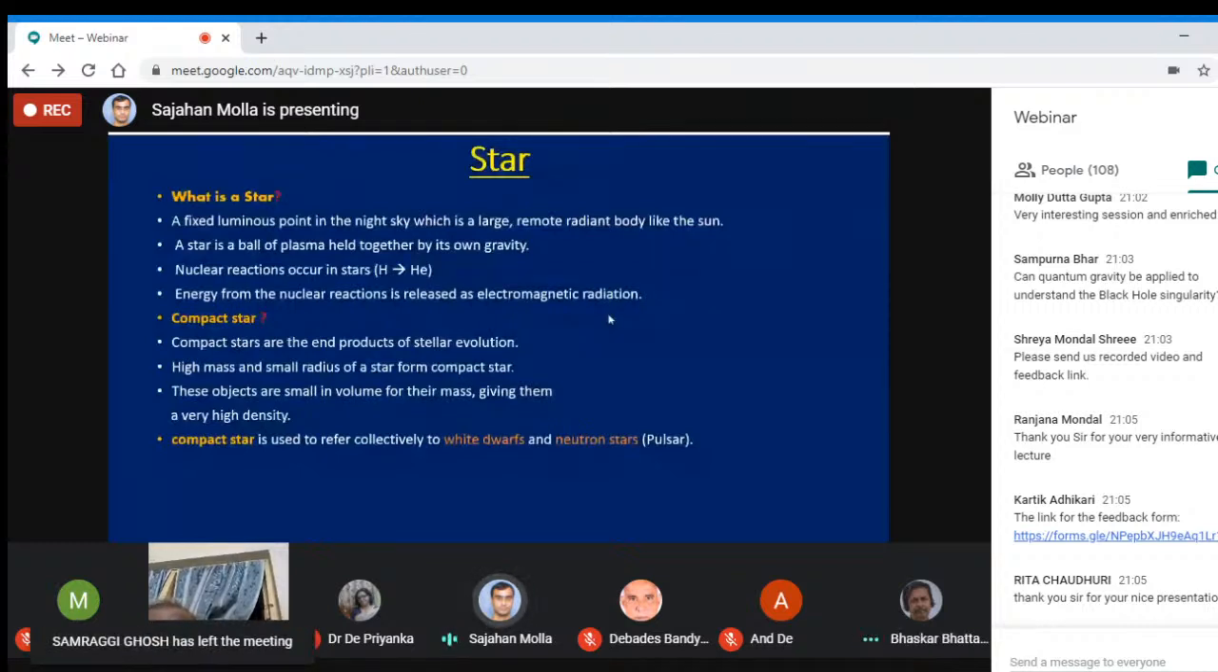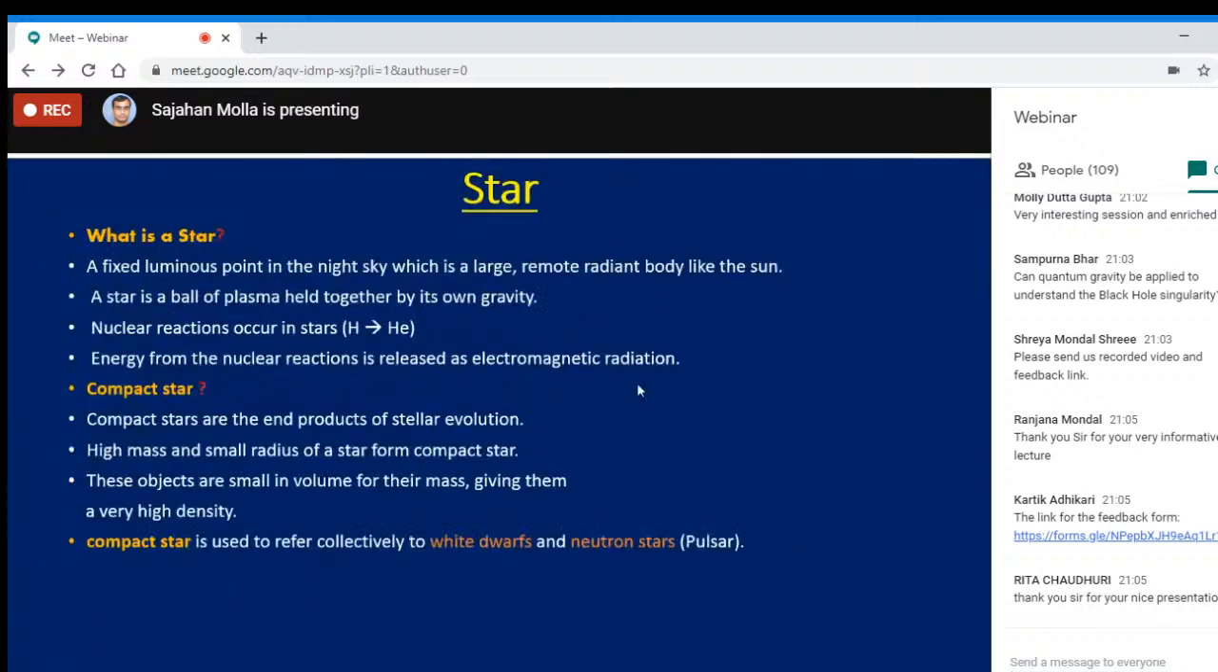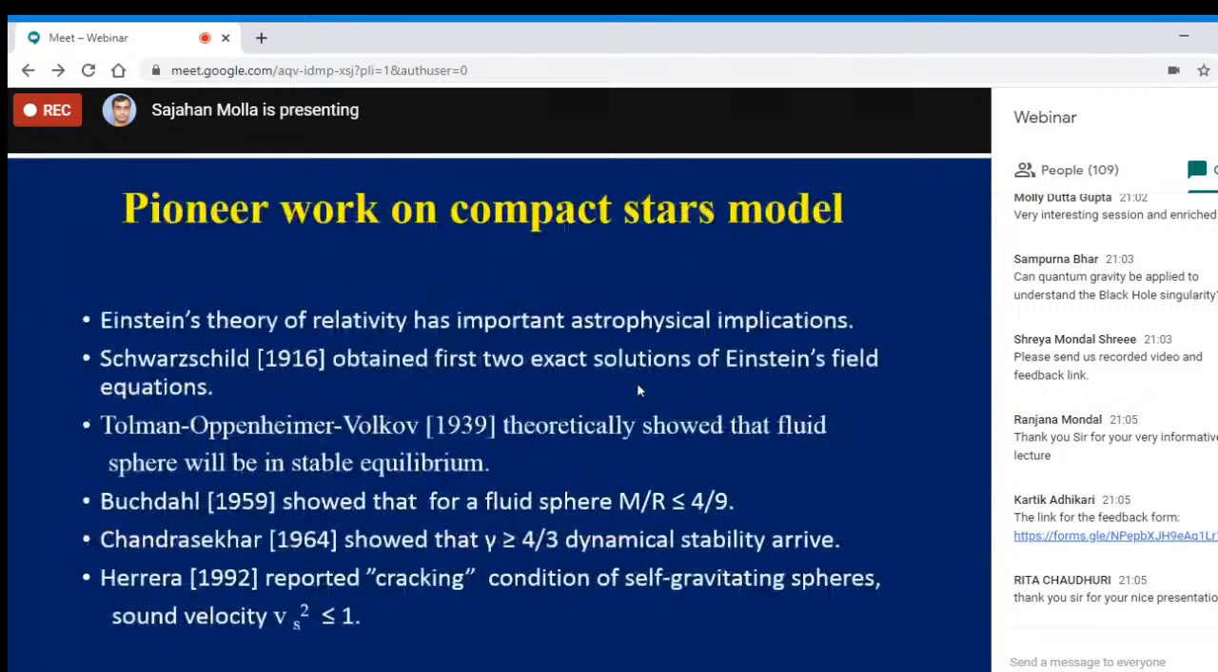What does compact mean? Compact means high mass, small radius. That means density is very high. Collectively, the stars basically known as compact stars are either white dwarfs or neutron stars, and neutron stars which are rotating are known as pulsars. I want to give some pioneering work on compact star models done previously.